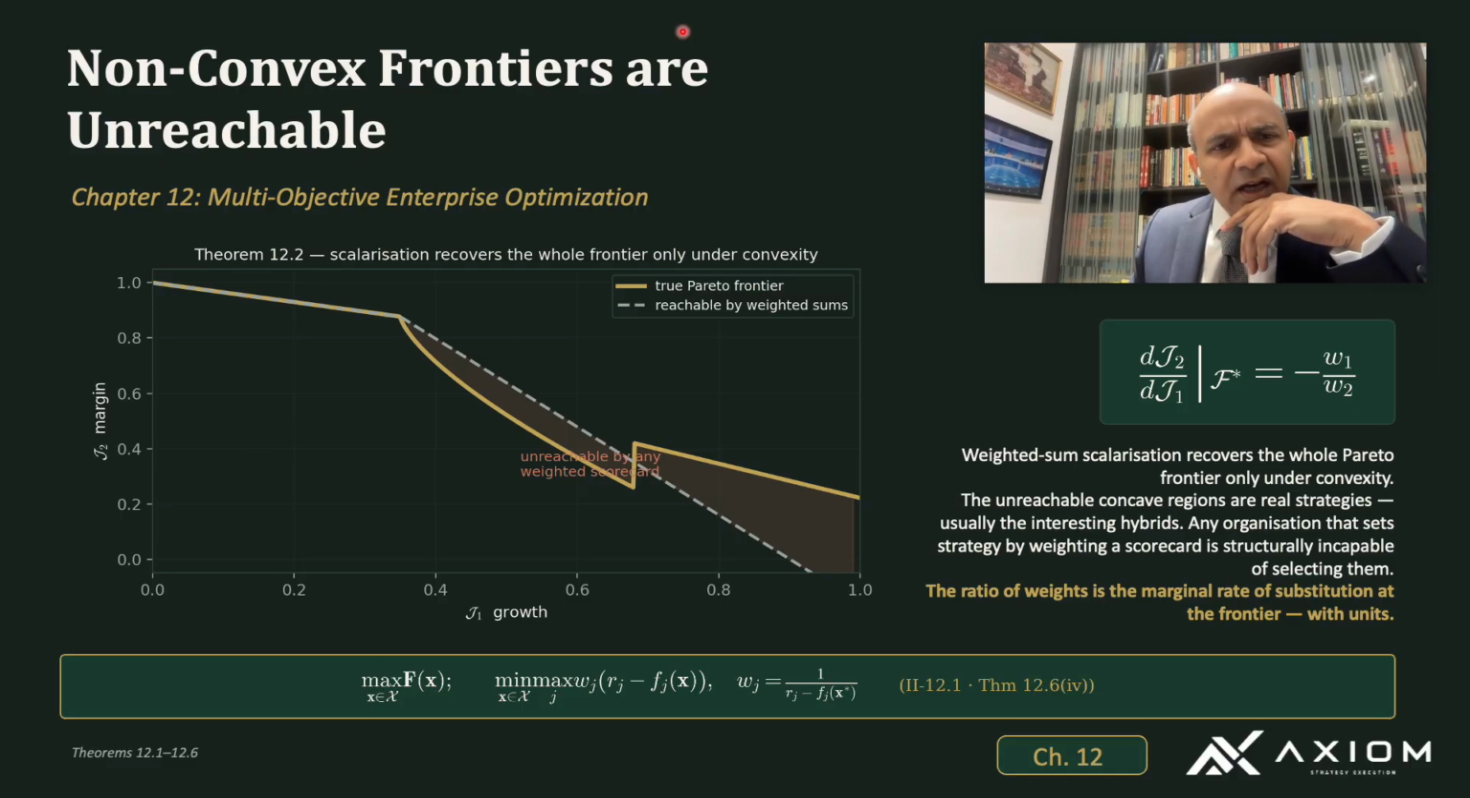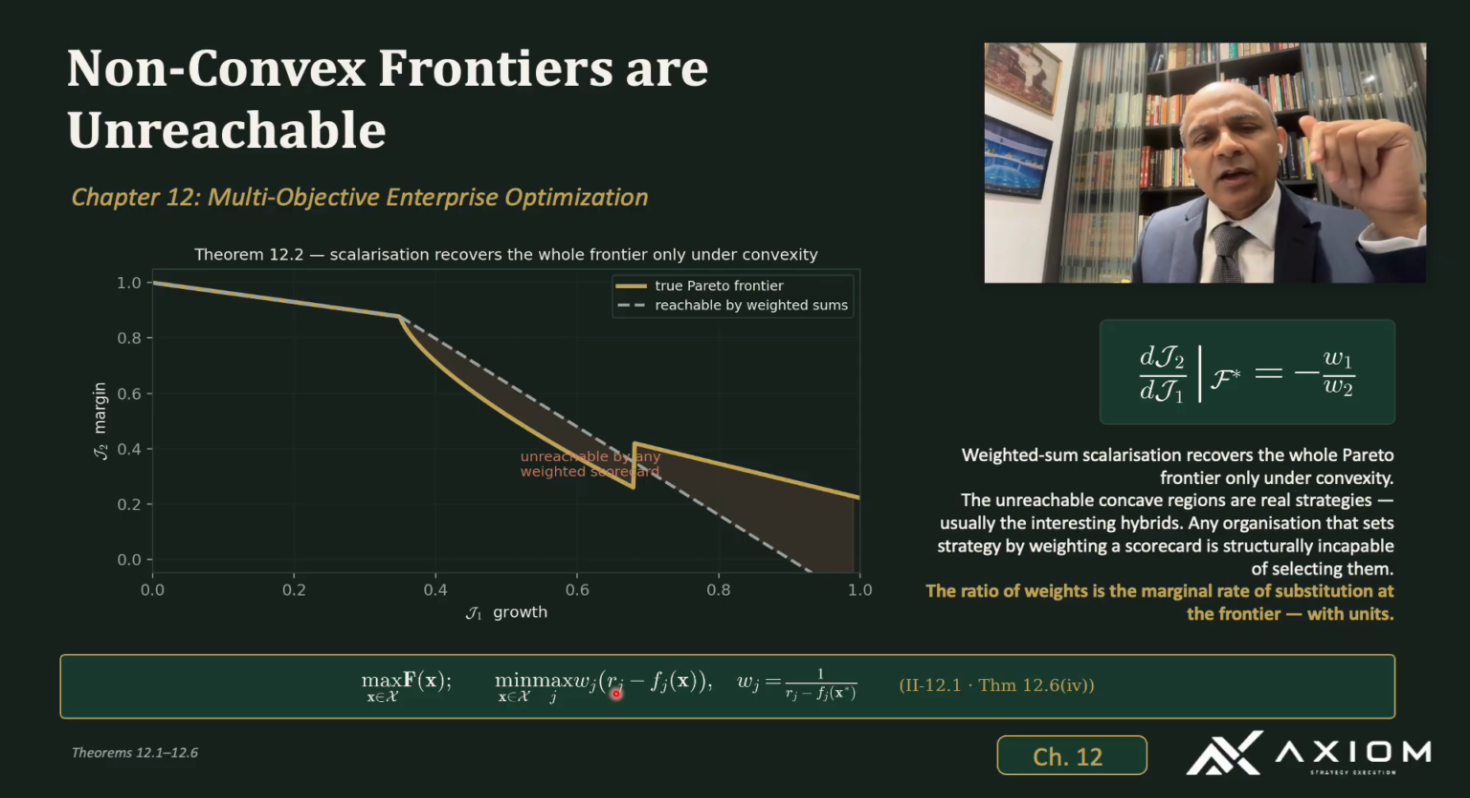Now, the Chebyshev compromise formulation chooses the decision x that minimizes the largest weighted shortfall from a reference or aspiration level R sub j. You can see R sub j over here. And instead of maximizing a weighted average, it minimizes the worst relative disappointment across objectives.